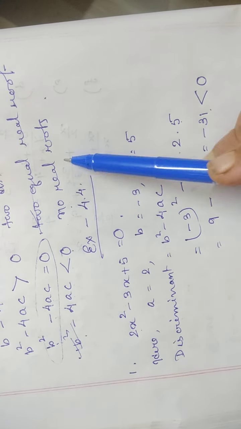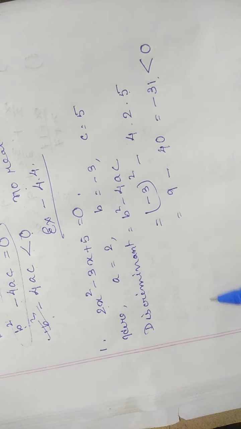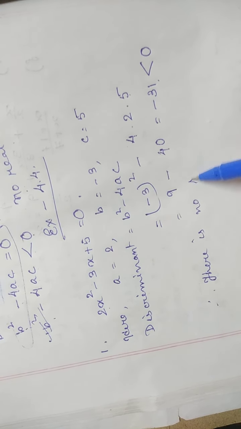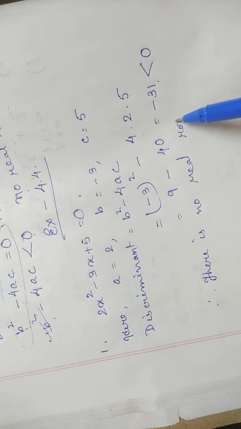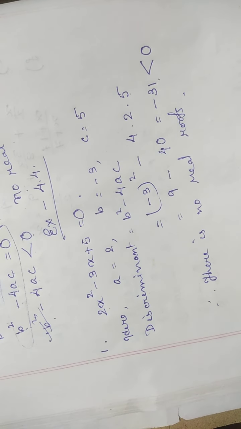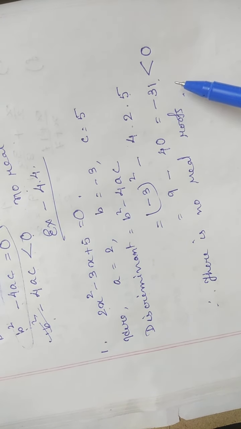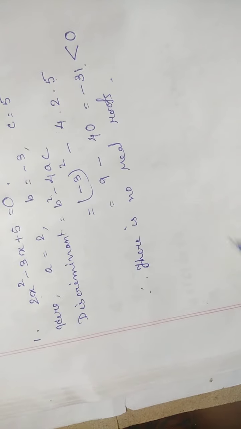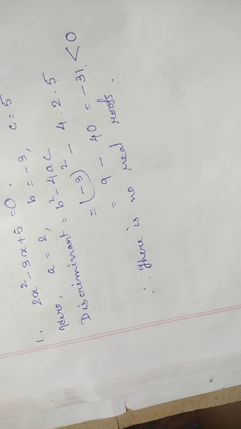This is equal to minus 31, which is less than 0. Clear? So what do you find? Less than 0, the condition is no real roots. Therefore there are no real roots. Clear? So you can't find any value for x here. So no need to find the roots. Clear? Next, another one, I can check it.